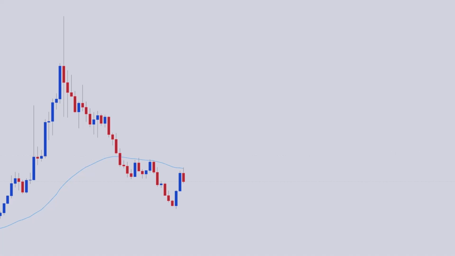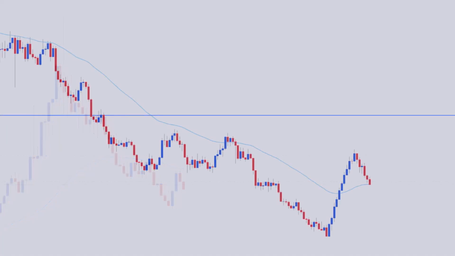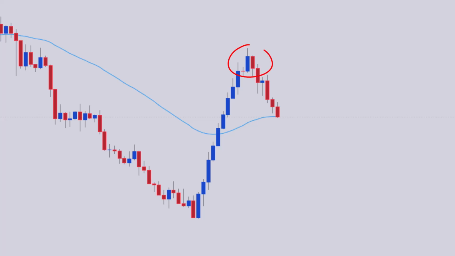Price comes up to this point and rejects with a long wick candle. This is not enough. We put a tight trend line on the short-term pullback and go down to the 4H time frame. Once this trend line breaks, you have confirmed the downtrend.